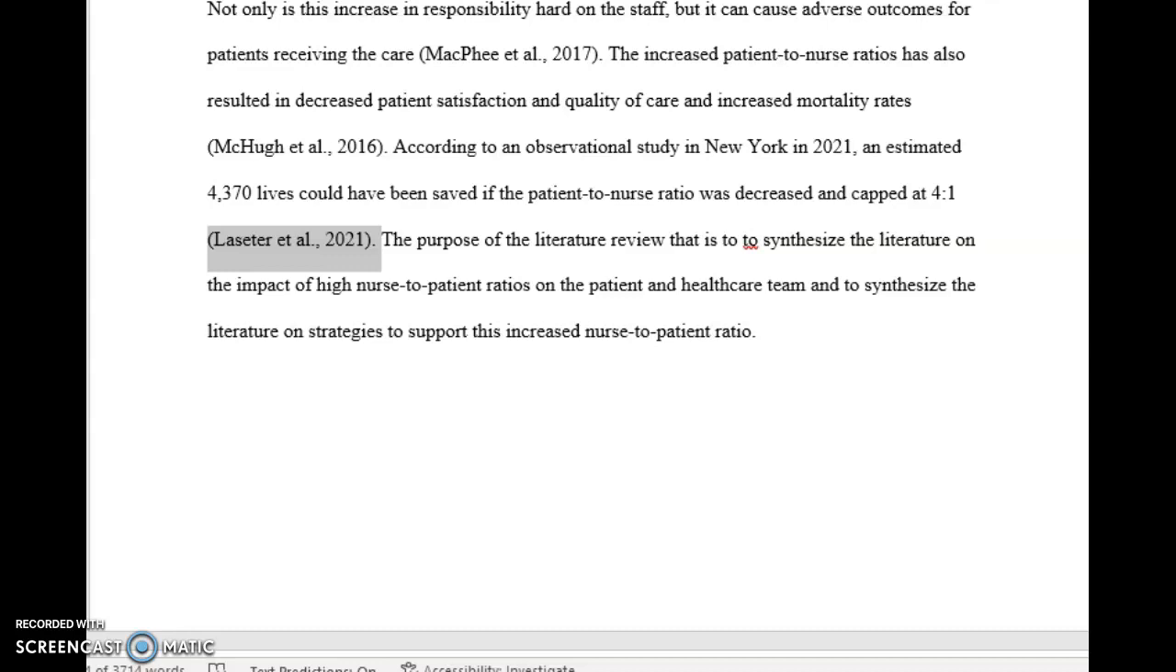With your citations, again, it is author and then year of publication. If there are 2 authors, we will write both authors out, their last name only. If there are 3 or more authors, then we will write et al.